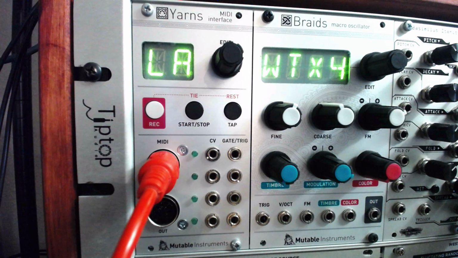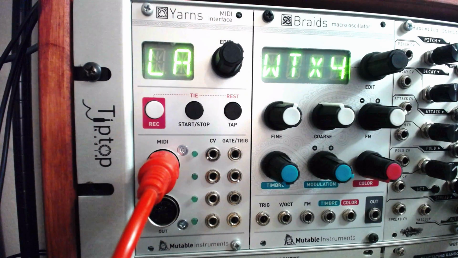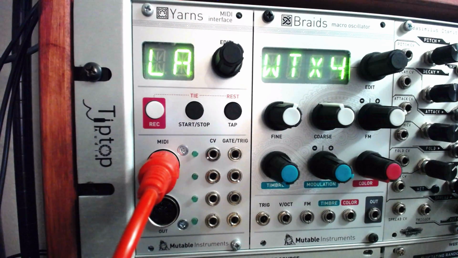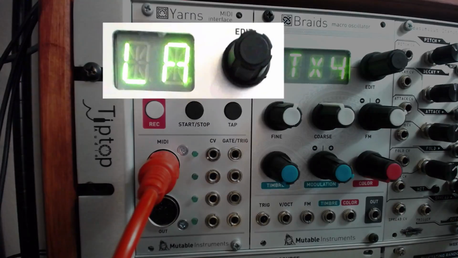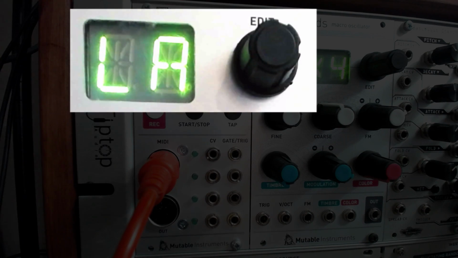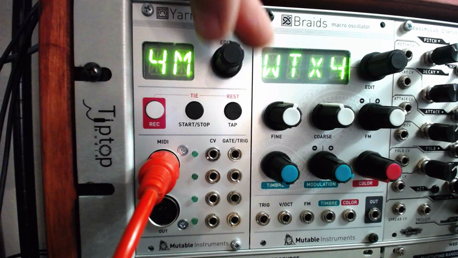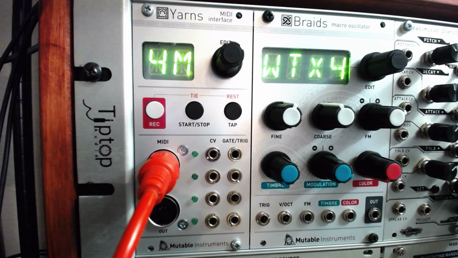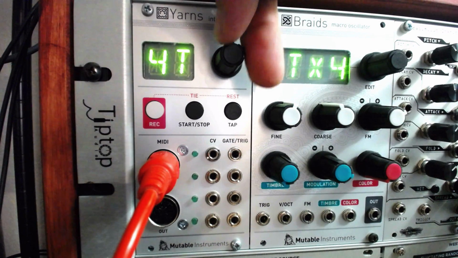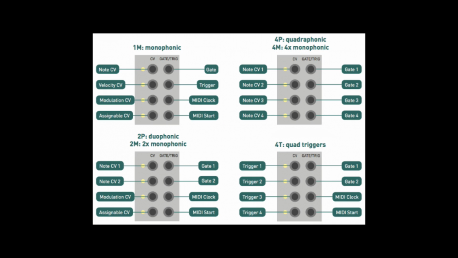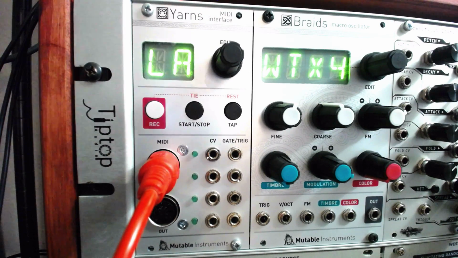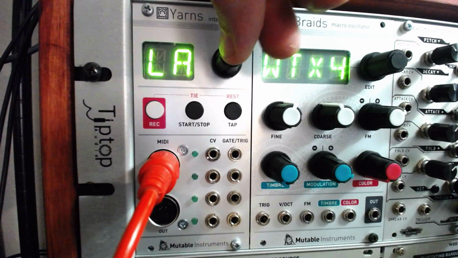To finish the setup, let's make sure each of the different outputs on Yarns are set to the corresponding MIDI channels. First, let's make sure we're in an appropriate layout. Push the encoder while on the layout screen indicated by the LA, and select 4M, or 4 monophonic voices. We could also use 4T, 4 triggers, or some of the other layouts. But 4 monophonic voices will allow us to use the 4 gate outputs independently. Press the encoder to set the layout, and scroll to the parts page labeled PA.